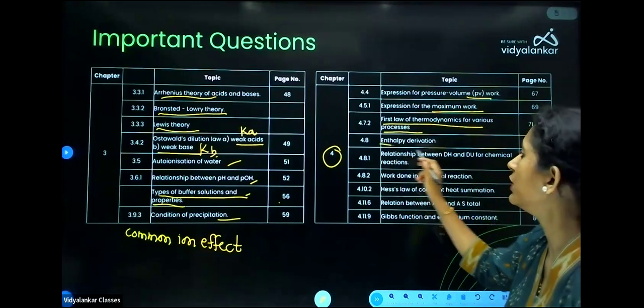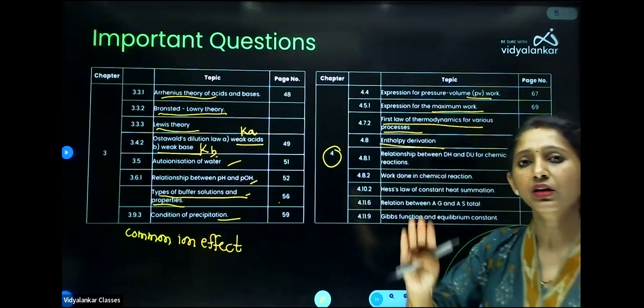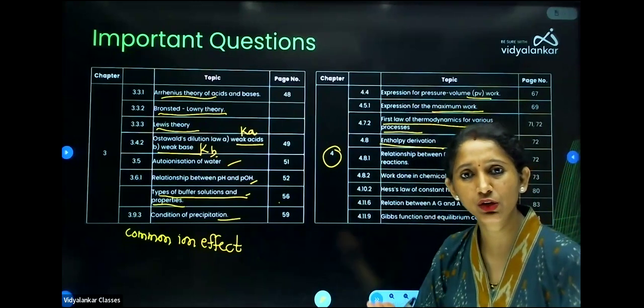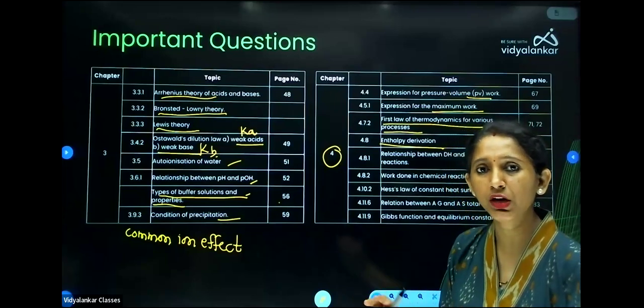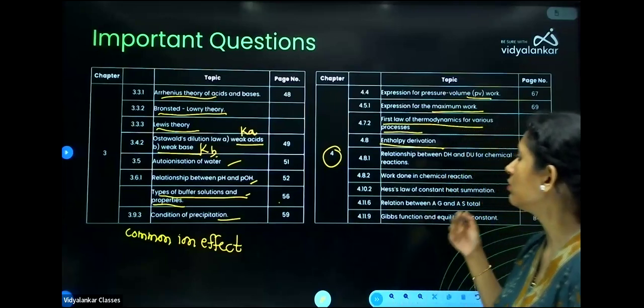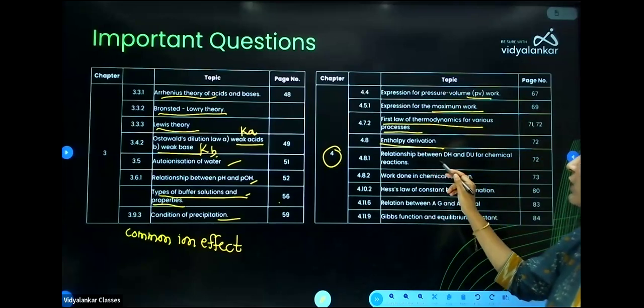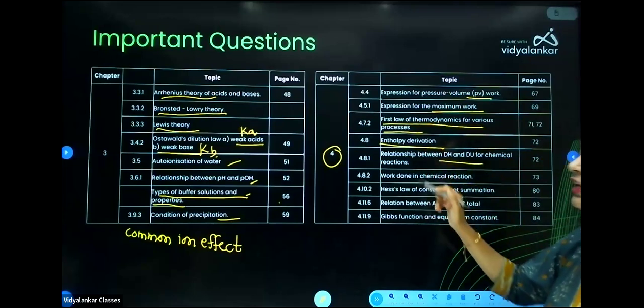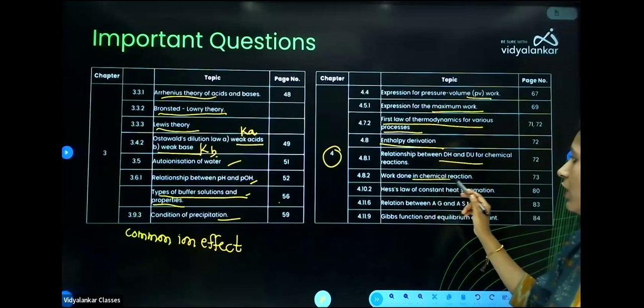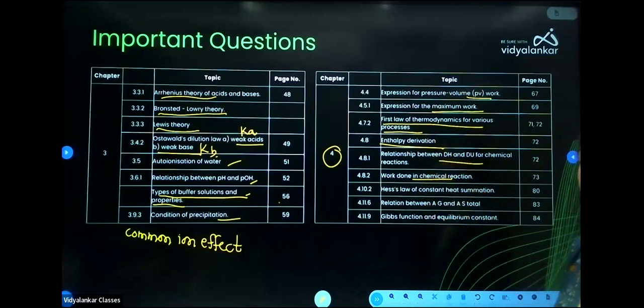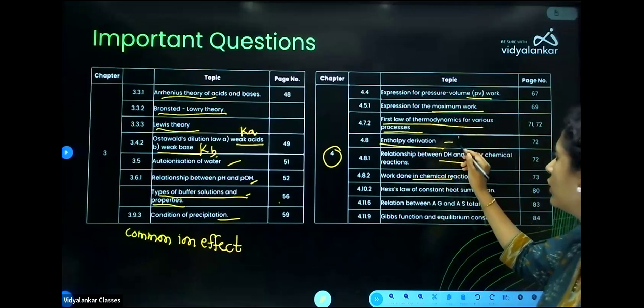Then all the enthalpy derivations. Generally enthalpy derivations come in the question paper, so do them properly and go with writing practice. The relationship between delta H and delta U comes under the enthalpy derivation. Work done again comes under the enthalpy derivation. After that, along with this enthalpy derivation, definitions are also given.